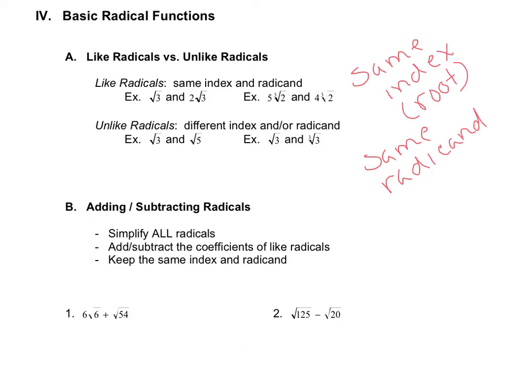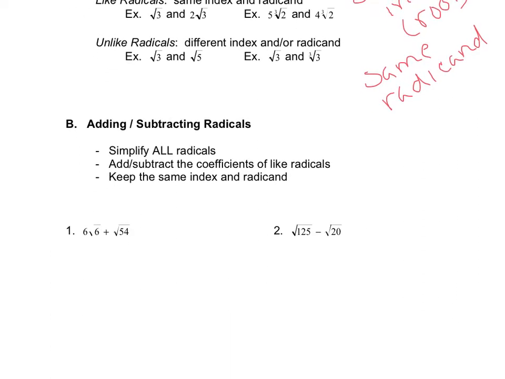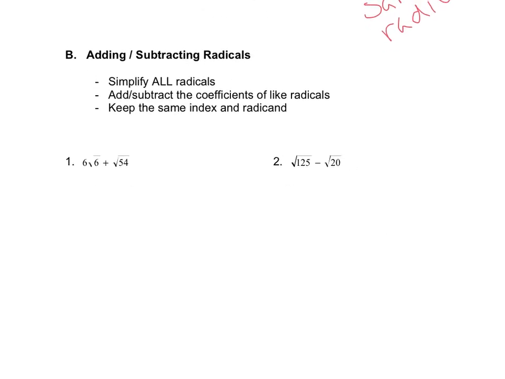Okay, so let's add and subtract radicals. Remember, you have to simplify all radicals and then add and subtract the coefficients of the like radicals. The coefficients are the guys on the outside, and keep the same index and radicand. But again, you cannot add or subtract unless you have like radicals. So let's take a look at number 1.